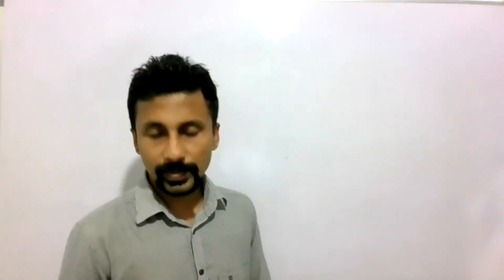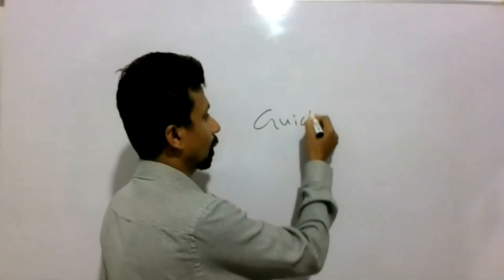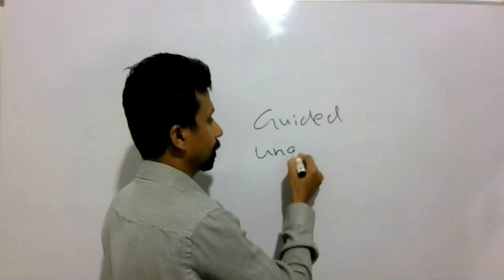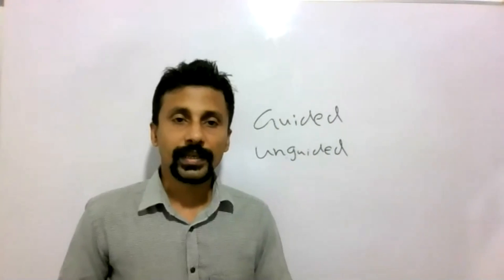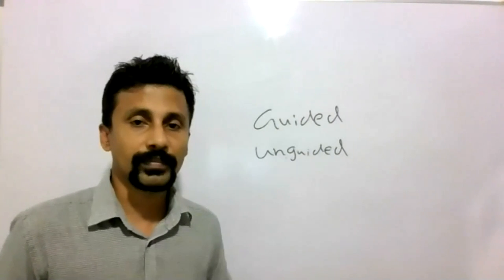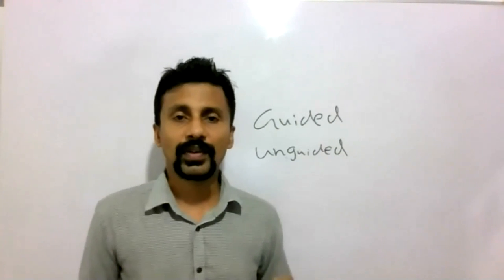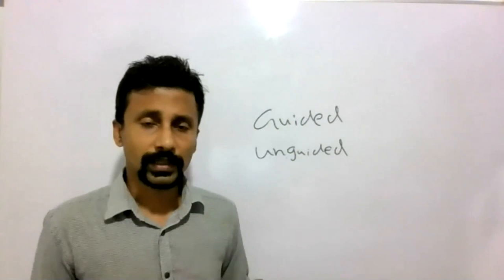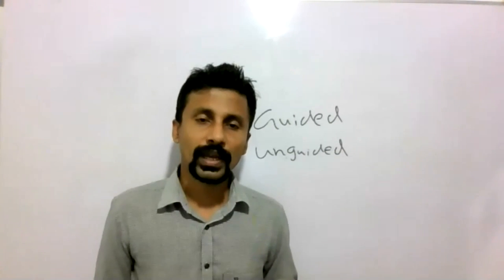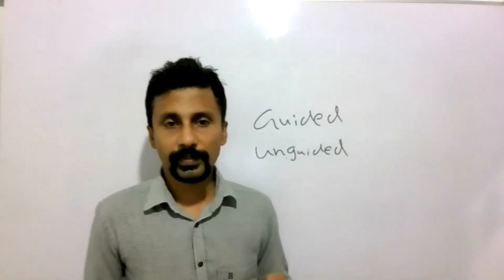Then when you are talking about data transmission media, you have two different media, guided and unguided, right? Guided media means the physical media, which you can touch. Cables are there, different types of cable: twisted pair wire, coaxial cable, fiber optic. Twisted pair wire also has shielded and unshielded types. Those are called guided media.